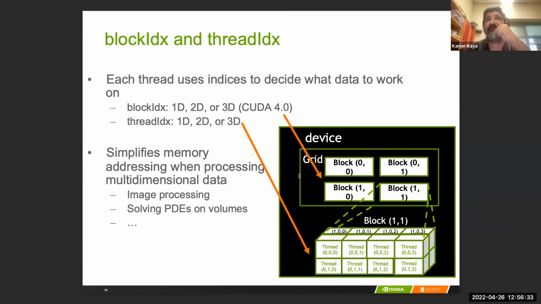So here, for instance, I have a two-dimensional grid. I have block 0,0, block 0,1, block 1,0, block 1,1. So 4 blocks organized in a two-dimensional way. And each block here is a three-dimensional block, okay?